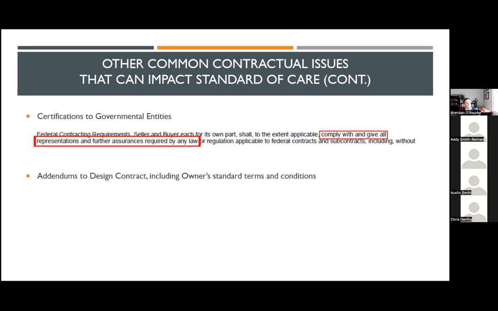By knowing in advance what sort of representations or assurances you're going to have to be giving to a governmental entity at the end of the project, you might be able to negotiate for additional site visits to the project. If you're going to be asked at the end of the project to certify something, you're going to want to make sure that you've actually been there and observed the construction so that you can certify the result.